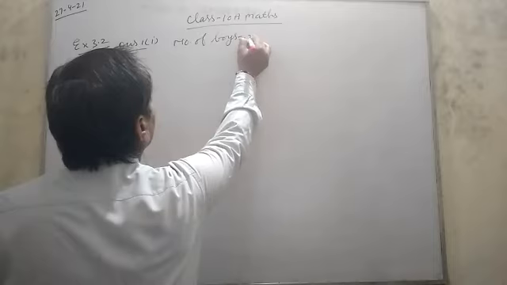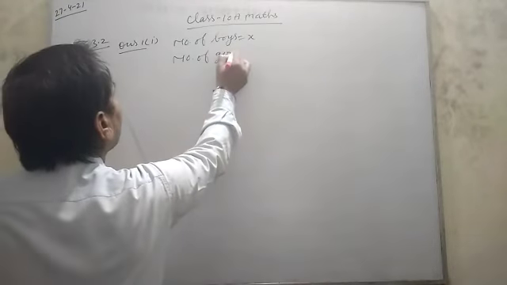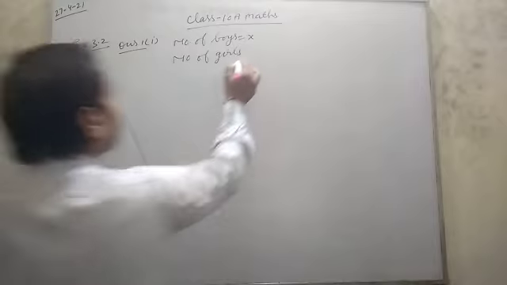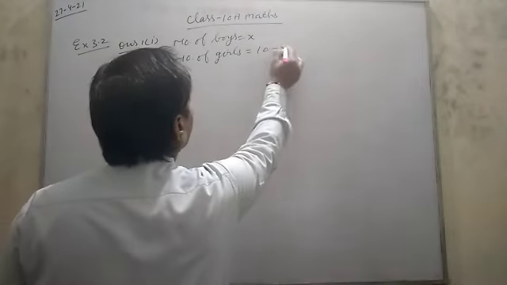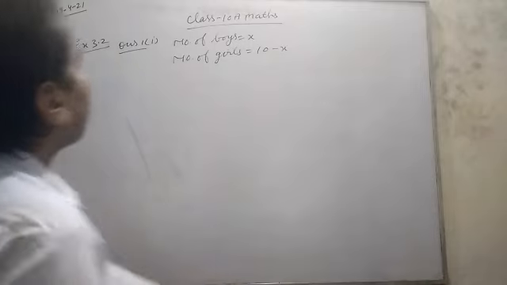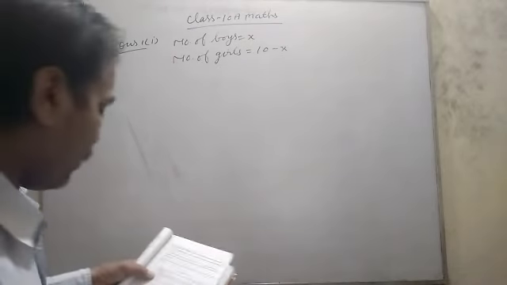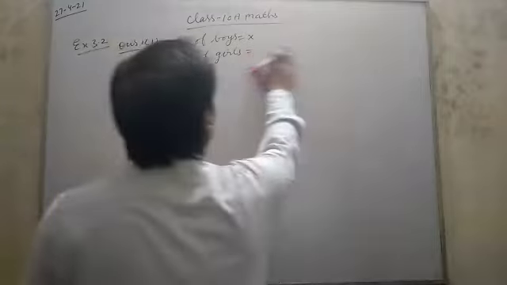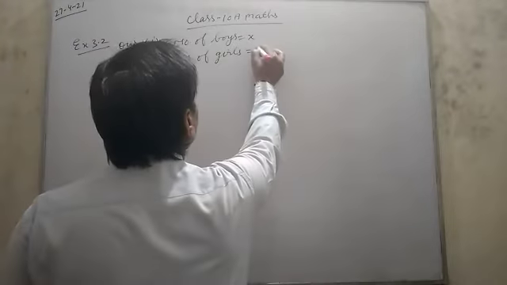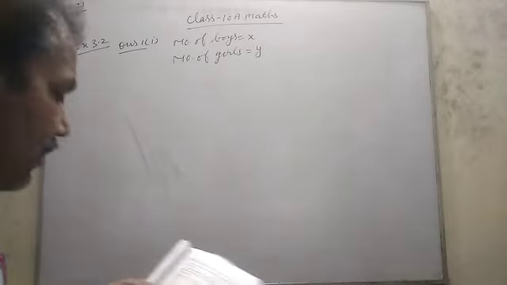Number of boys is equal to x. Then number of girls, and total 10 students. So total number of girls will be 10 minus the number of boys. Clear? Here are linear equations in two variables. So suppose number of boys is x and number of girls is y.